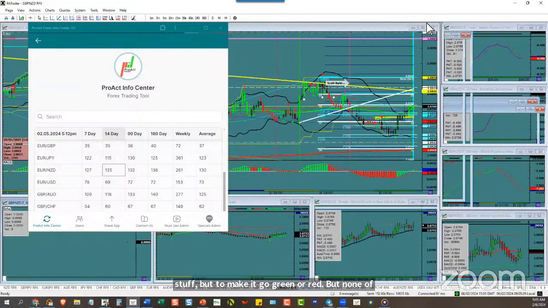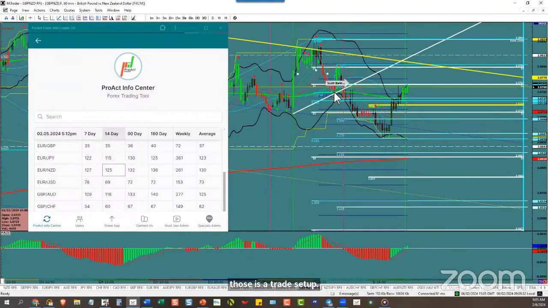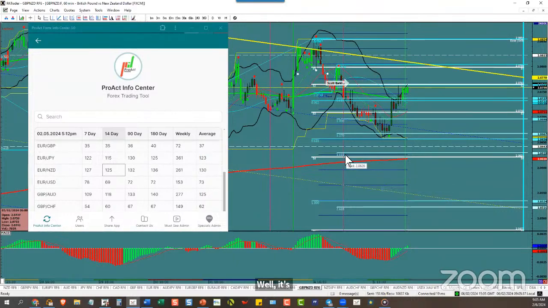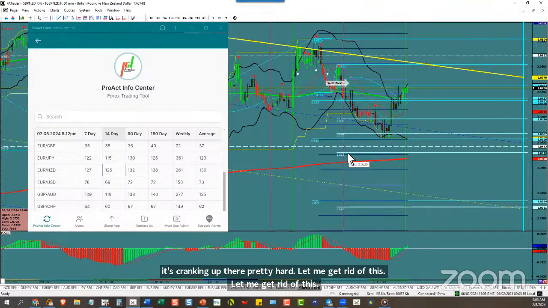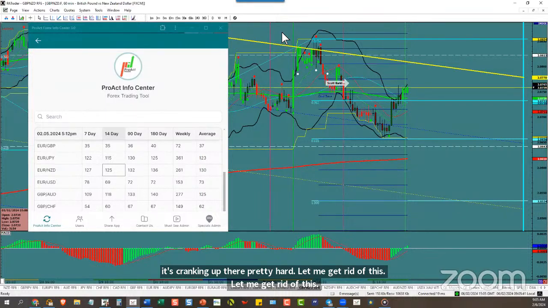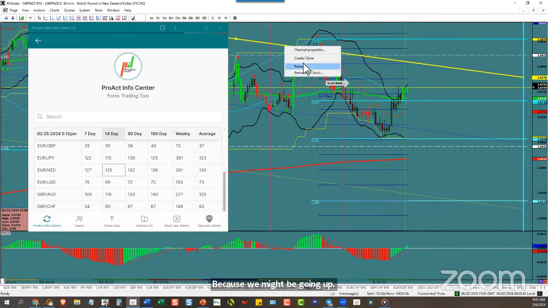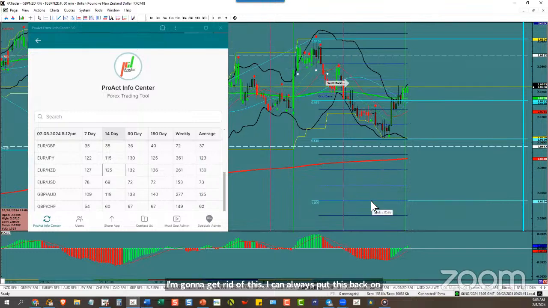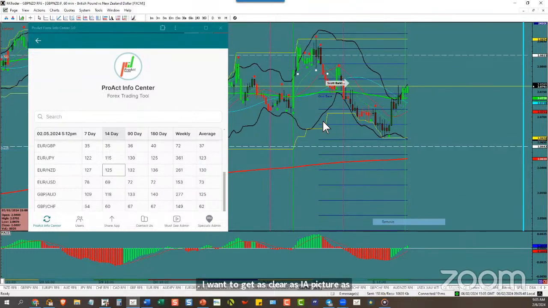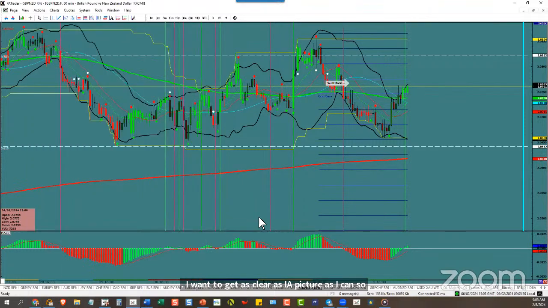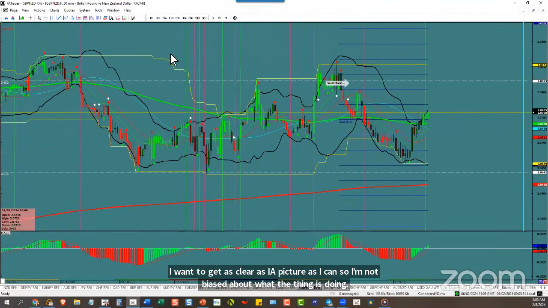All right, Euro New Zealand's on the table. Pound New Zealand, well, it's cranking up there pretty hard. Let me get rid of this. Let me get rid of this. Let me get rid of this. All this to the downside. Why? Because we might be going up. I'm going to get rid of this. I can always put this back on. I want to get as clear a picture as I can so I'm not biased about what the thing is doing. All right, so now you can see it's just a big sideways move.